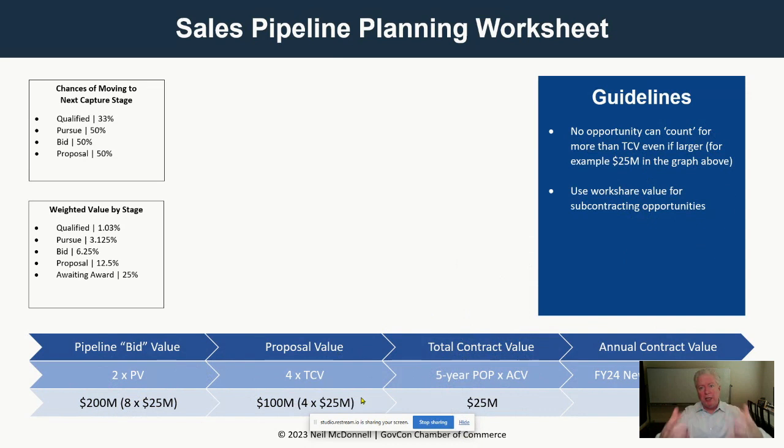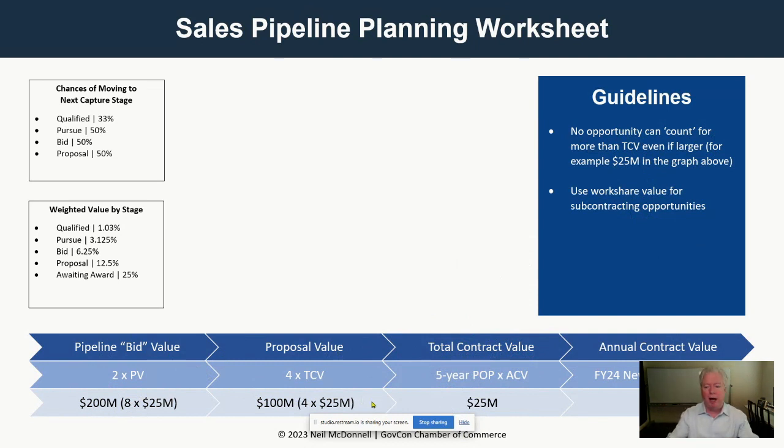So I'll still put into my pipeline that it's a $25 million opportunity. I will put into a field that I use that says 30% work share. That means I get 30% of the business. That means my company can only count on 30% of the revenue or the total contract value. So that would be that $7.5 million.